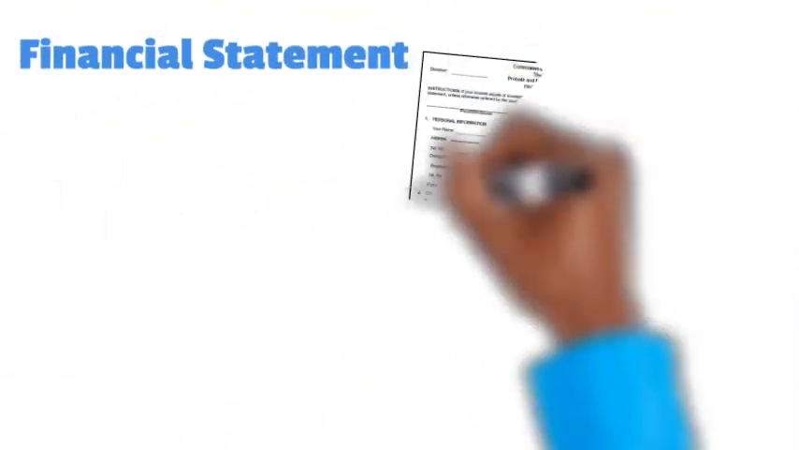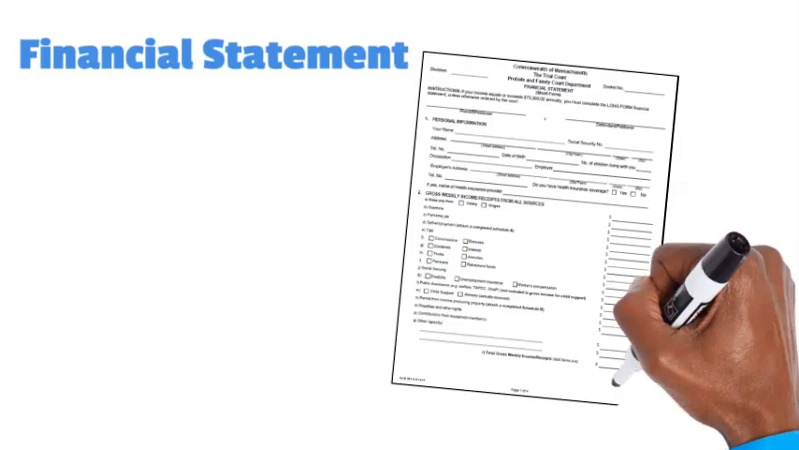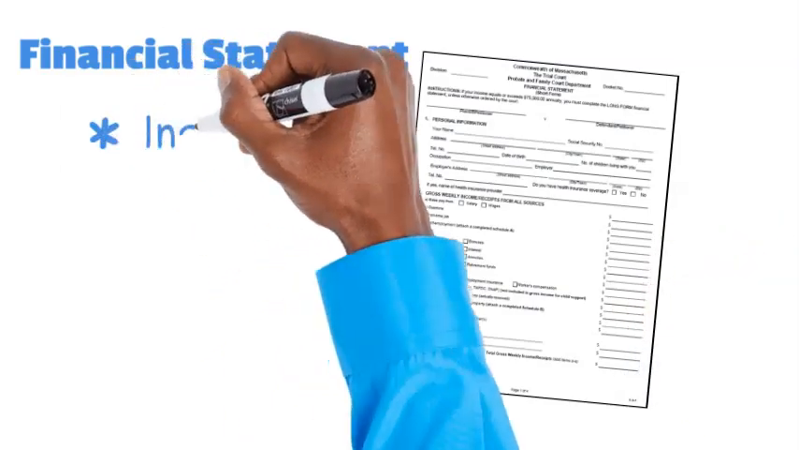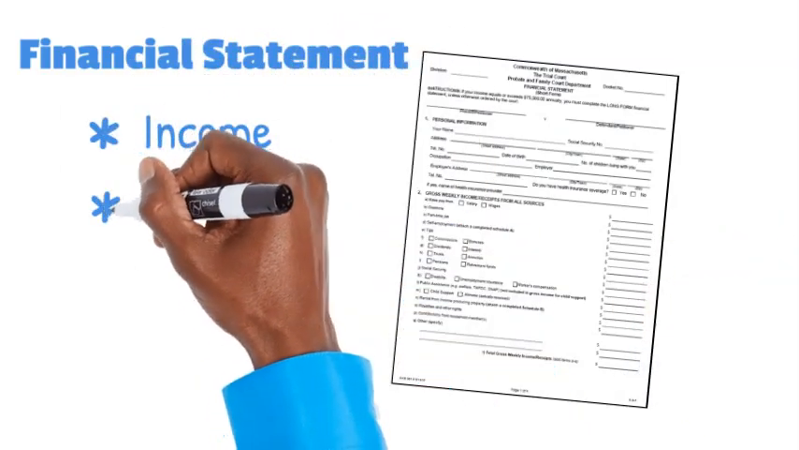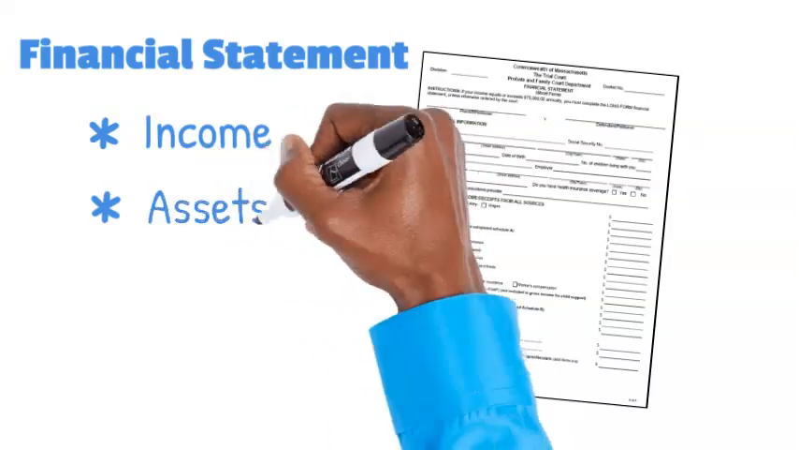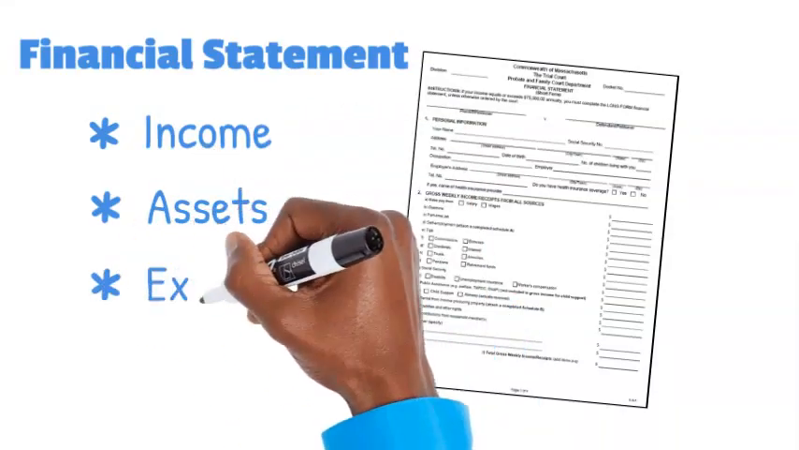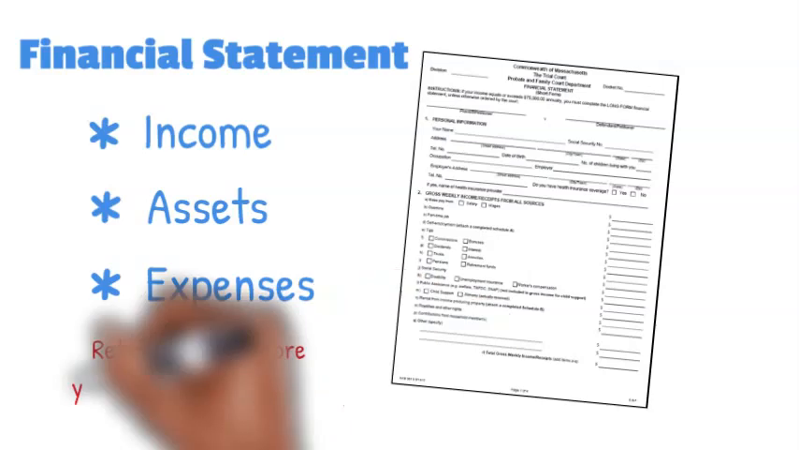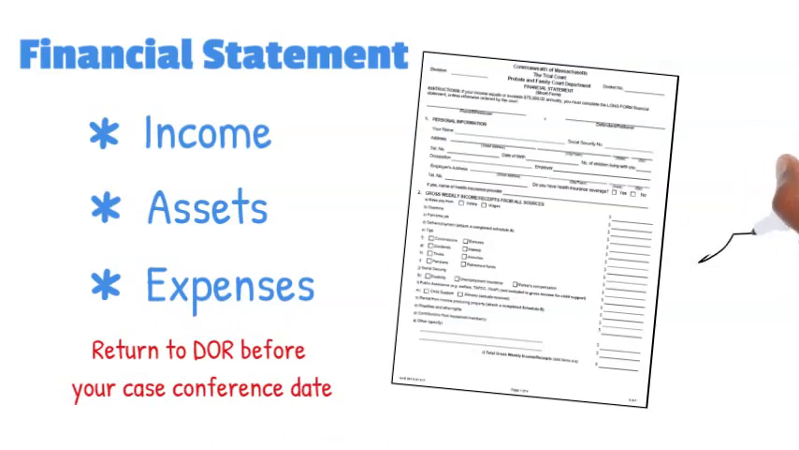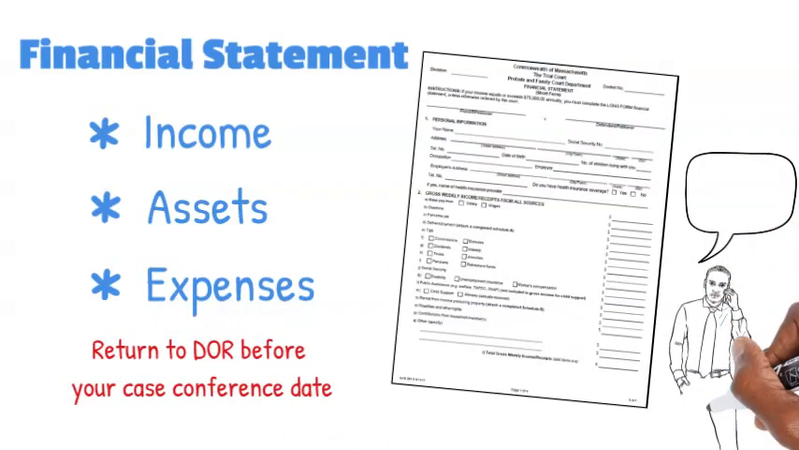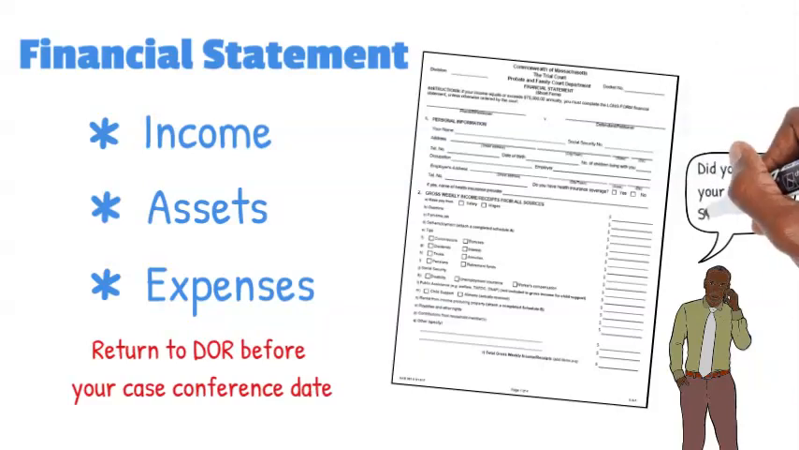In the envelope with the notice, you will also receive a blank financial statement. The financial statement is a worksheet that you will use to show all of your income, assets, and expenses. You should complete the financial statement and return it to DOR before your case conference. Before your conference, DOR will contact you to review your case and remind you to return the completed financial statement.